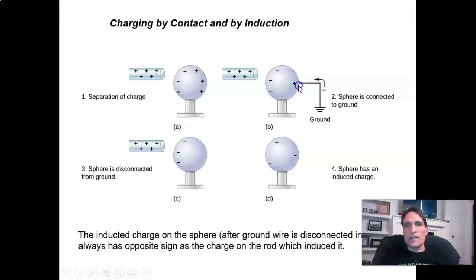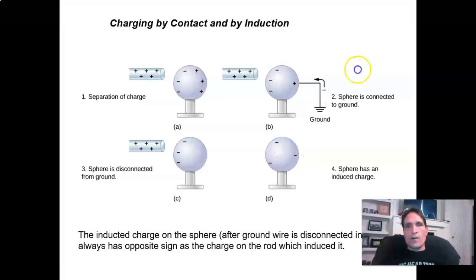It's the same effect. And so what happens here is, now we're going to remove the grounding wire after this happens. So some of this has been neutralized here. We've got a net negative charge. We take away the grounding wire, and now even after we remove the wire here, this negative charge can't go anywhere. It can't go to ground. And so it's going to be spread out over the sphere.